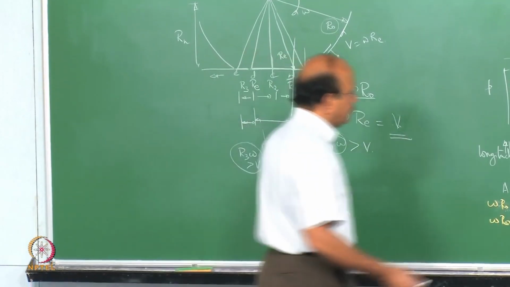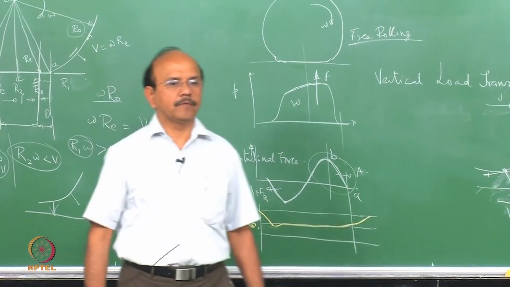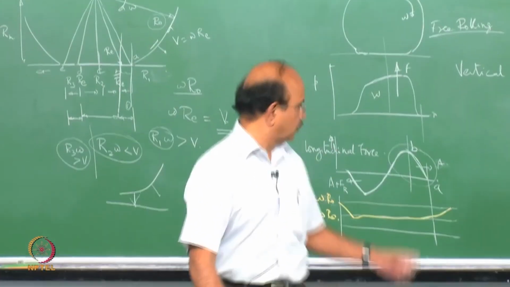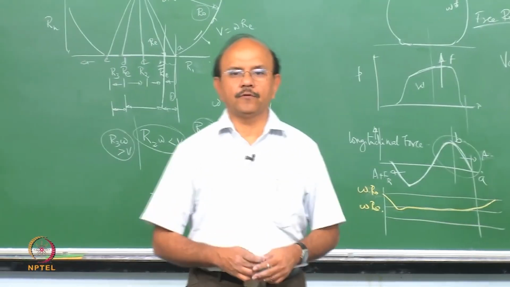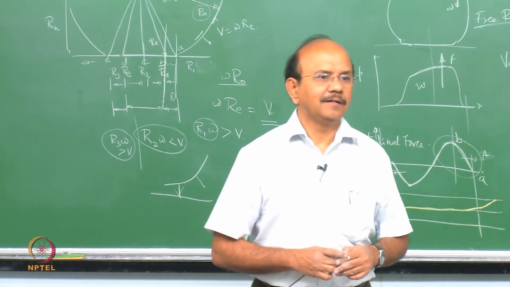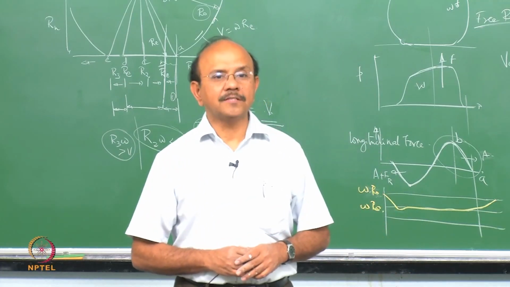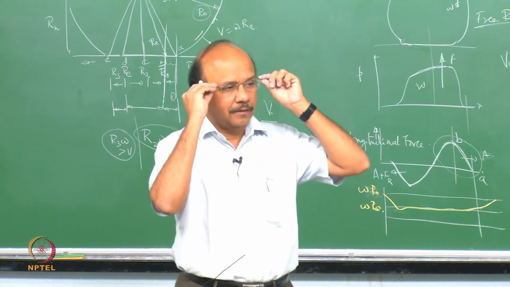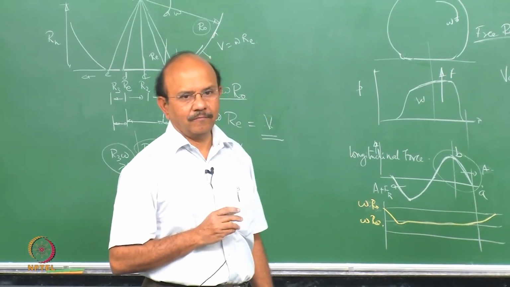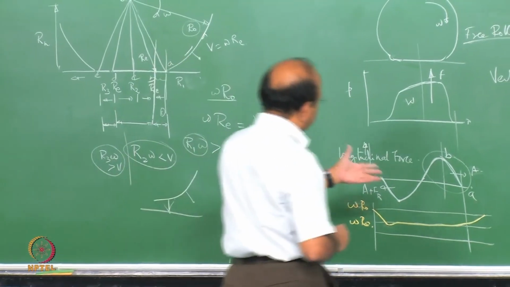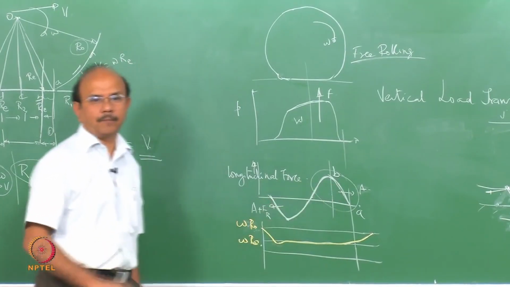But interestingly, if you look at the sum of the longitudinal forces, this is in one direction and this is the other direction. The sum of the longitudinal forces is not equal to zero, because even in free rolling we have what is called rolling resistance. So that rolling resistance manifests as a difference in these two.